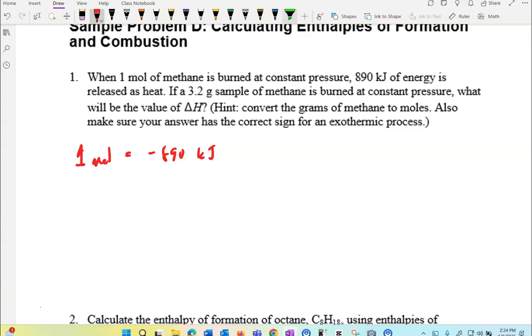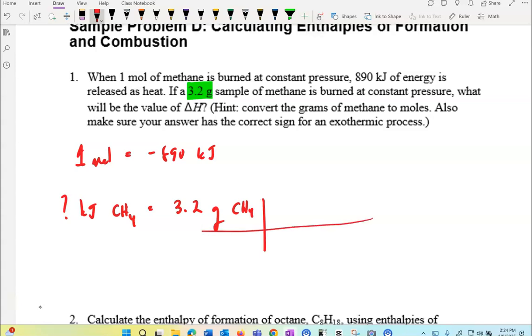Okay, well, we don't have a mole. We got 3.2 grams. Well, let's find out how many moles we have, because if 1 mole is equal to 890 kilojoules, and we don't have a mole's worth, well, let's find out. So here's what I'm going to do. I'm simply going to say this. How many kilojoules of methane, CH4, would be the equivalent of 3.2 grams of CH4 if we know that the molar mass of methane is 16 grams.